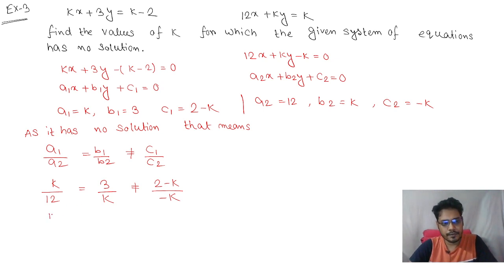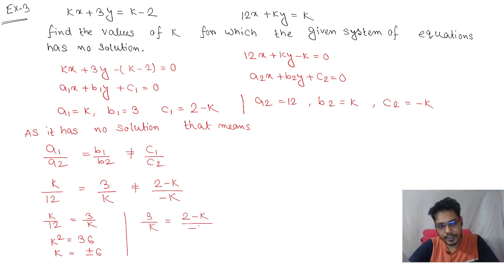So k by 12 is equals to 3 by k. So from here you get k square is equals to 36. So k will be equals to plus 6 or minus 6. Now 3 by k is equals to 2 minus k by minus k. So that means minus 3k is equals to 2k minus k square. So here you get k square is equals to 5k.